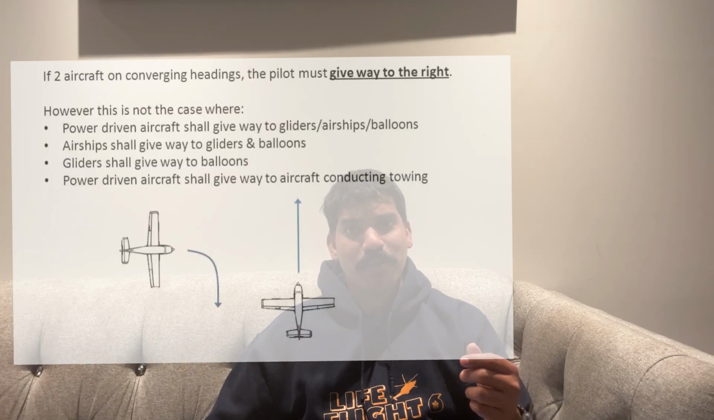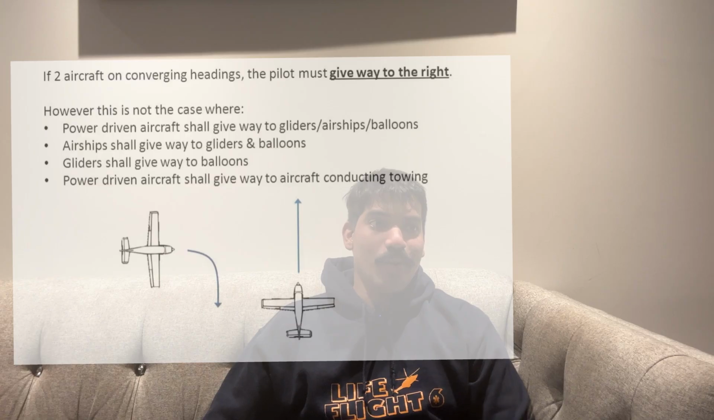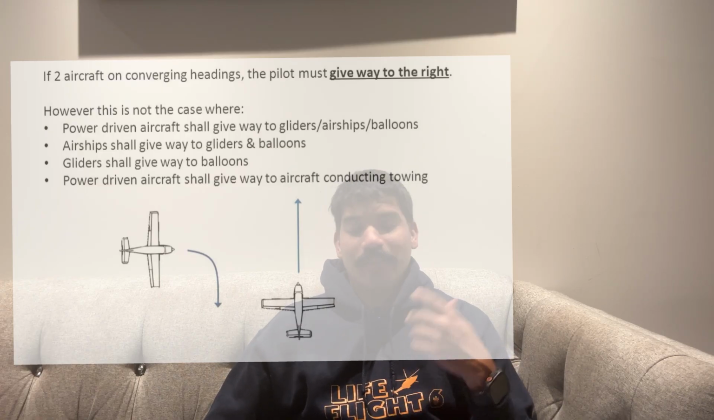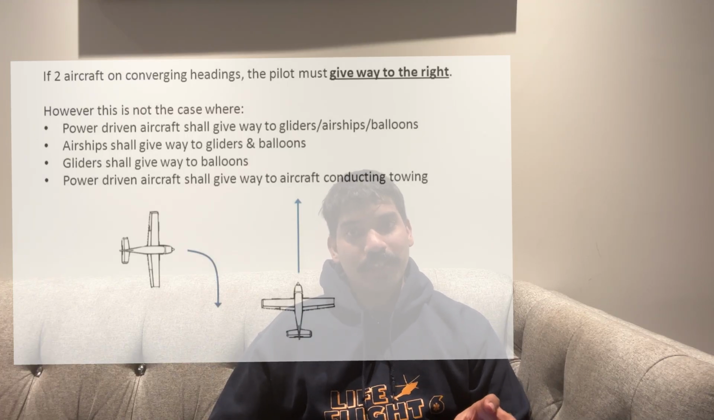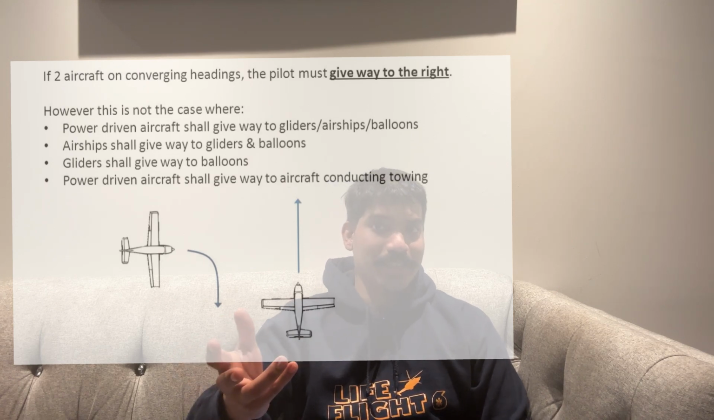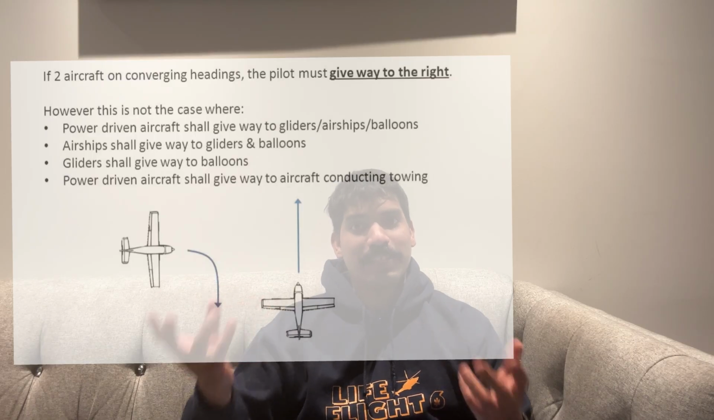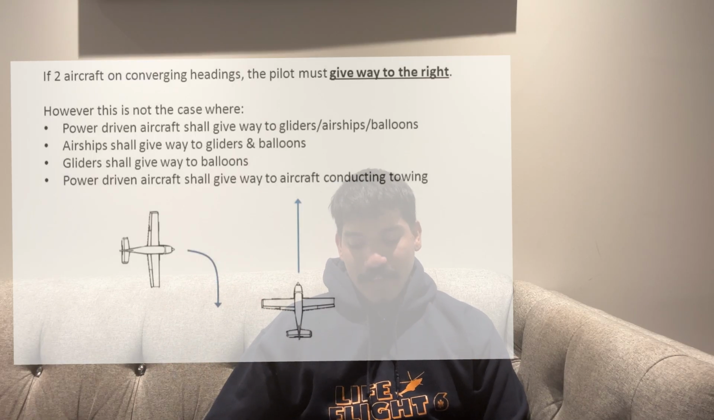Because it has engine power, it has thrust, and it can alter its altitude or heading much faster than the balloon. So basically, the more the maneuverability, the more it has to give way. The less maneuverable, like a balloon, will always have right of way. So let's talk more about it.